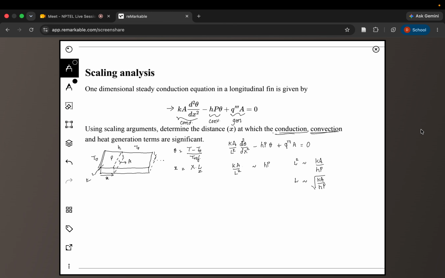when the characteristic length L, or the X that we are considering, is of this order, then these two terms will be significant. Now if you want to compare the other two terms, for example, if you want to understand where this term is negligible compared to the other term, or let's say, if the conduction has to be neglected, something of this kind.